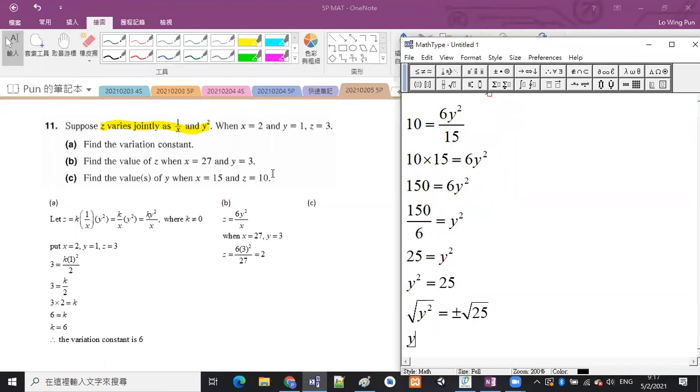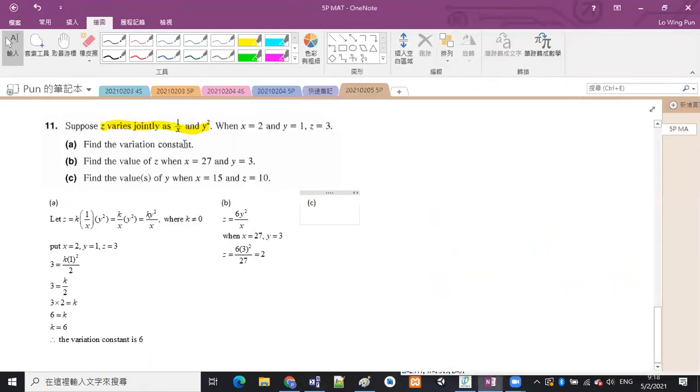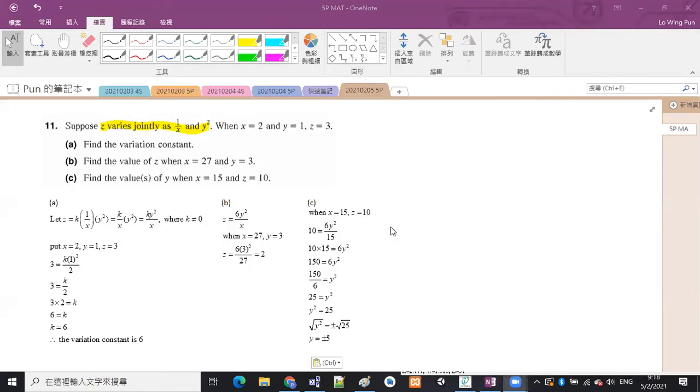So what is remaining is just a y. And then this is plus or minus. Square root 25 is just equal to 5. Okay? So the two values of y will be positive 5 or negative 5. Or you just write plus or minus 5 will be okay. That is the answer of part C. It's okay?